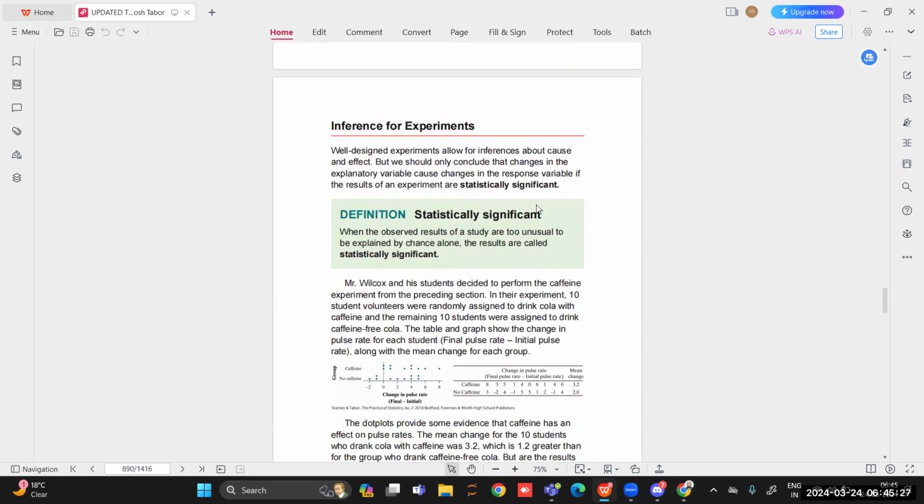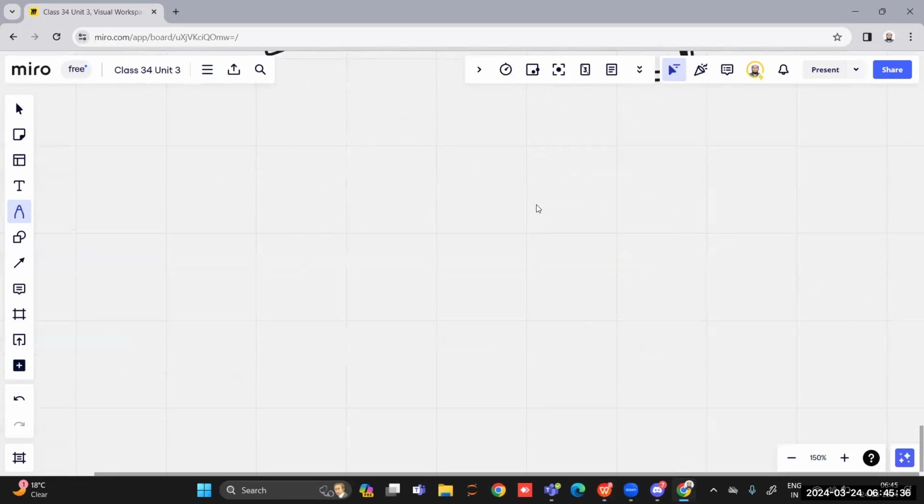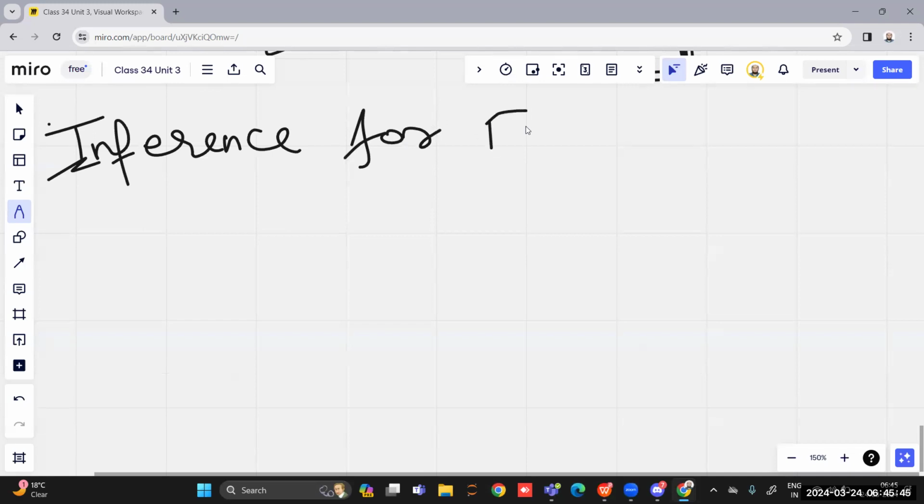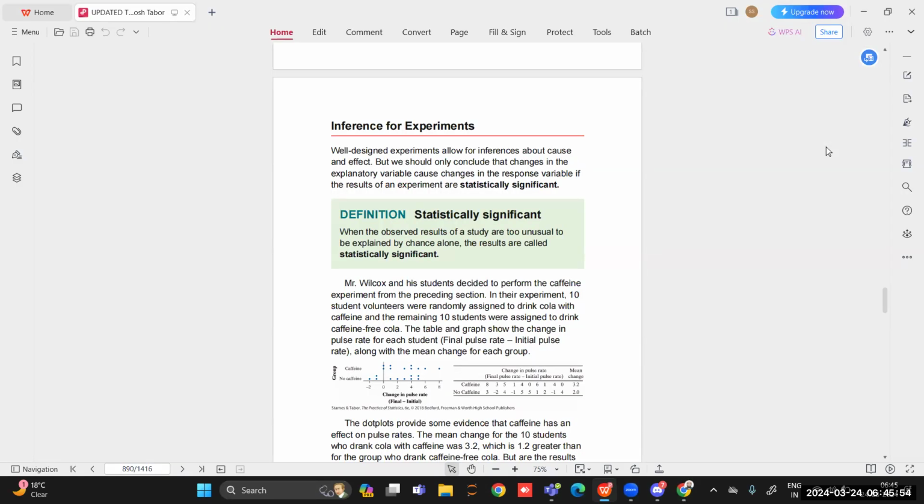So now we have seen inference for sampling. Now there's inference for experiments. Next topic. So what is inference for experiment? Well-designed experiments allow for inferences about cause and effect. But we should only conclude that changes in the explanatory variable cause changes in the response variable if the results of an experiment are statistically significant. Significant is a word which is very much used, 90% in inferential statistics. You will see every statement of inferential statistics will have the word significant, significance. There are too many such words in inferential statistics that you will see.